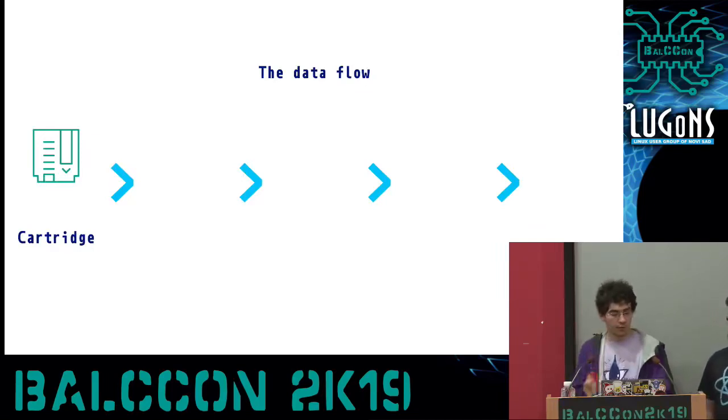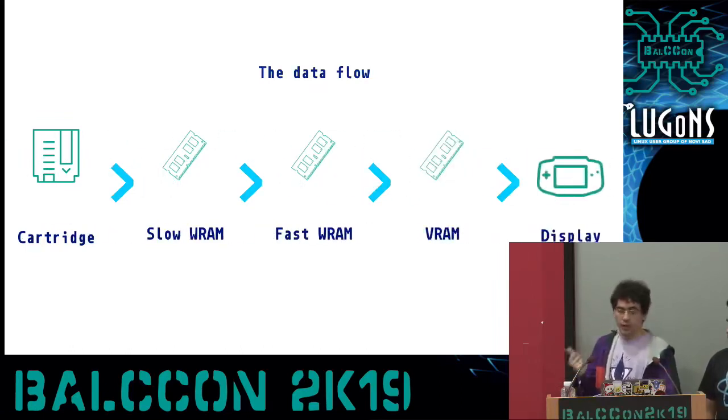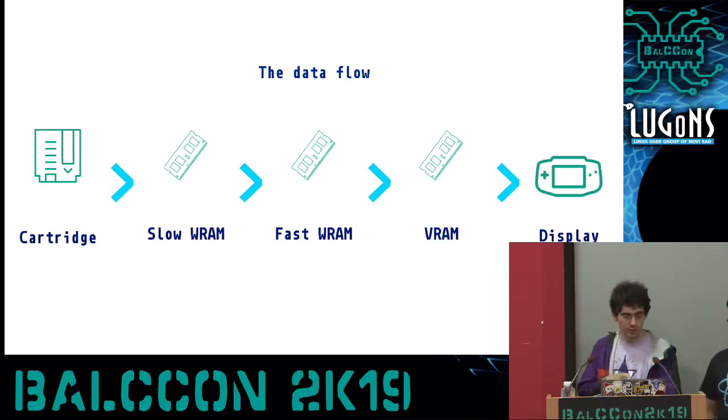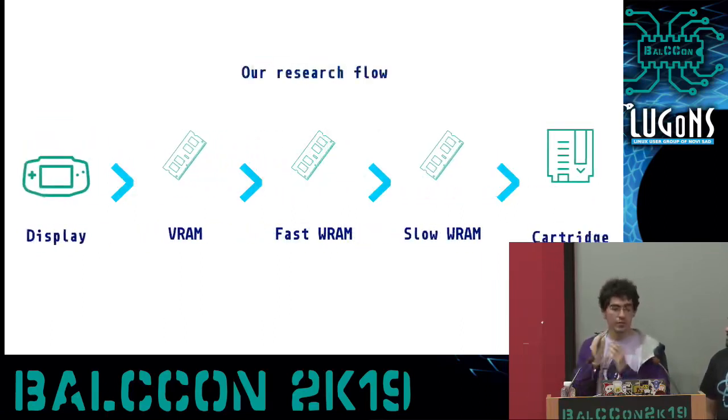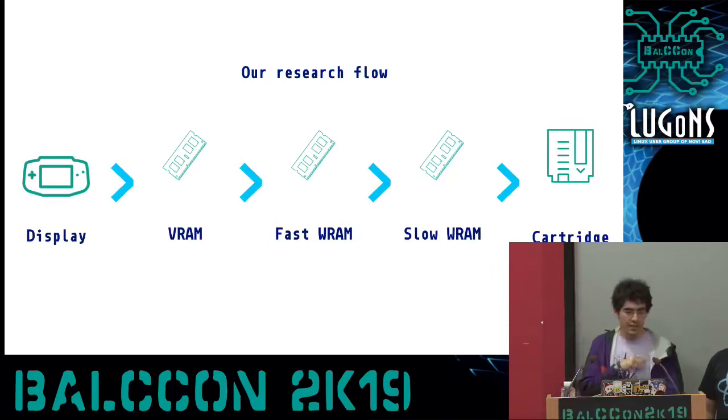While the information flows this way from the cartridge to slow work RAM, to the fast work RAM, to video RAM, to display, we are walking in the reverse way. We use the clues that we are finding on the path to walk from display to slow work RAM. And because there isn't any memory region before slow work RAM, we need to use the ROM to find where the tile map is on the cartridge.